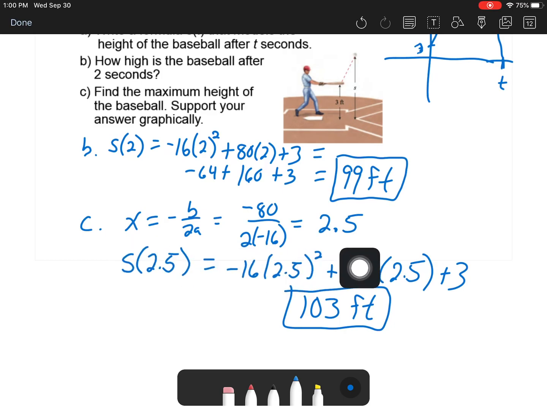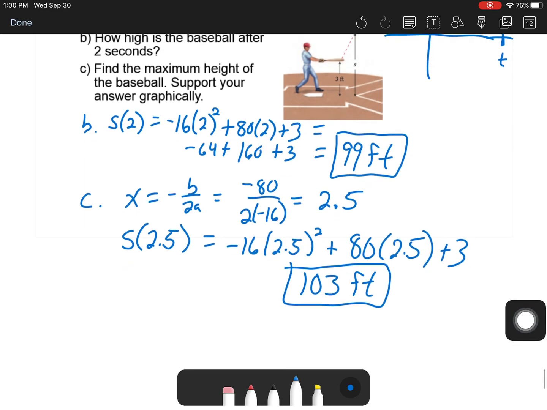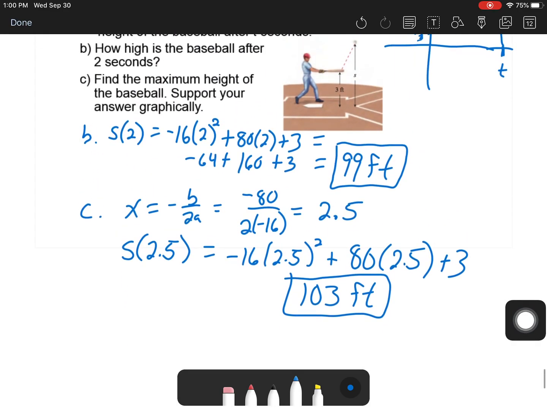So maximum heights are going to be achieved at the vertex, and you'll state the y-coordinate. If the question would say, how long does it take to reach its maximum height? Well, it takes 2.5 seconds. That's your x-coordinate. Okay? And I think that is everything for this lesson.